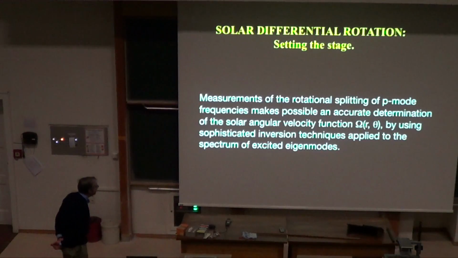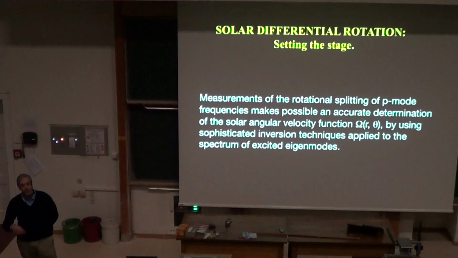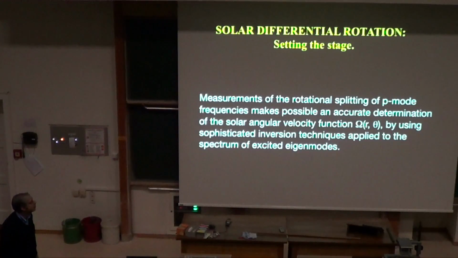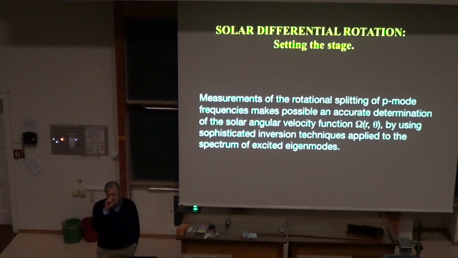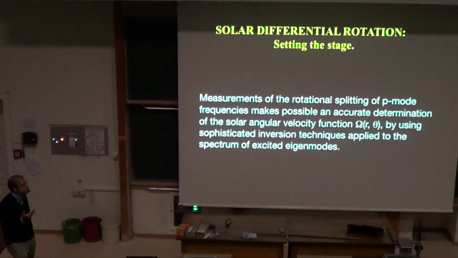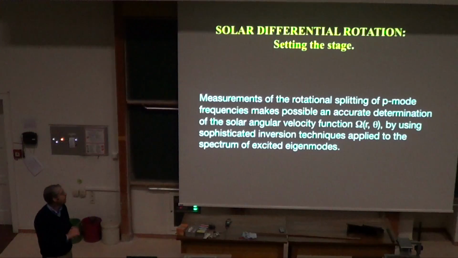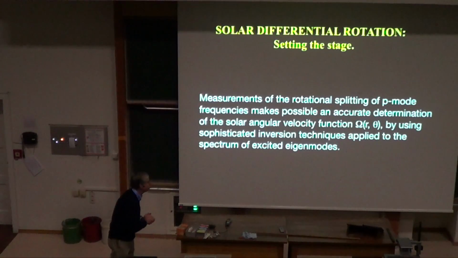In addition, by looking at e to the i m phi behavior, non-axisymmetric structure, and looking at how there are slightly different frequencies, a little bit like a Stark effect or a Zeeman effect, this frequency splitting, it's possible to deduce not only the internal structure of the sun, but something that doesn't contribute particularly strongly to the structural profile, namely its rather mild internal rotation. But it's possible to deduce omega as a function of r and theta.